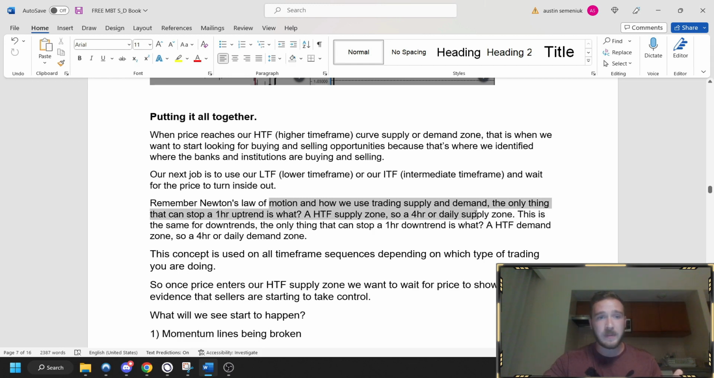Remember Newton's law of motion and how we use it in trading supply and demand. What's the only thing that can stop a 1 hour uptrend? What is it? I'm asking you guys. What's the only thing that can stop a 1 hour uptrend? A higher time frame opposing force, right? A 4 hour, a daily, a weekly supply zone, aka a higher time frame supply zone.